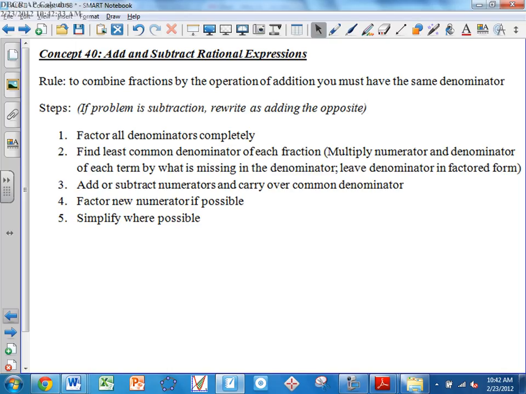The last 2 steps are the tough parts because at the end you could possibly factor the numerator and simplify even further. And we're going to see how to do that in our second example today. We have 2 examples to do today. We're going to do 1 adding and 1 subtracting.